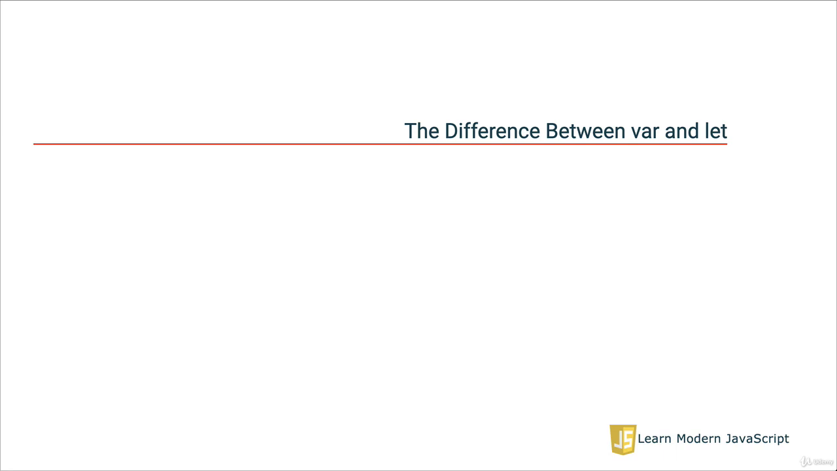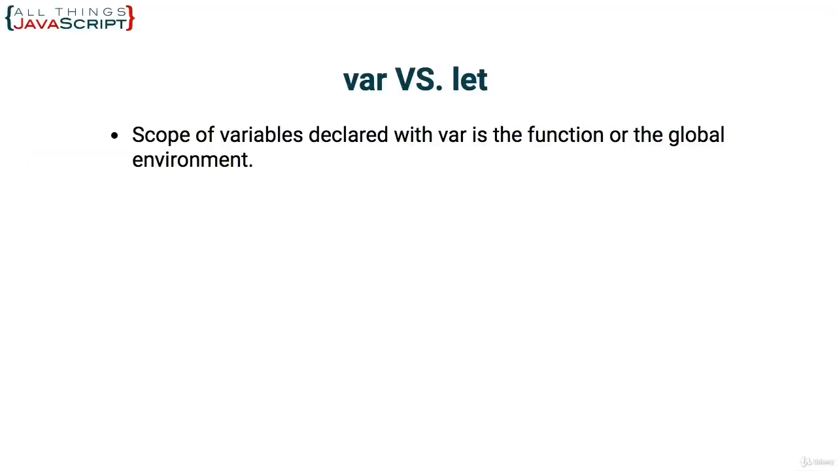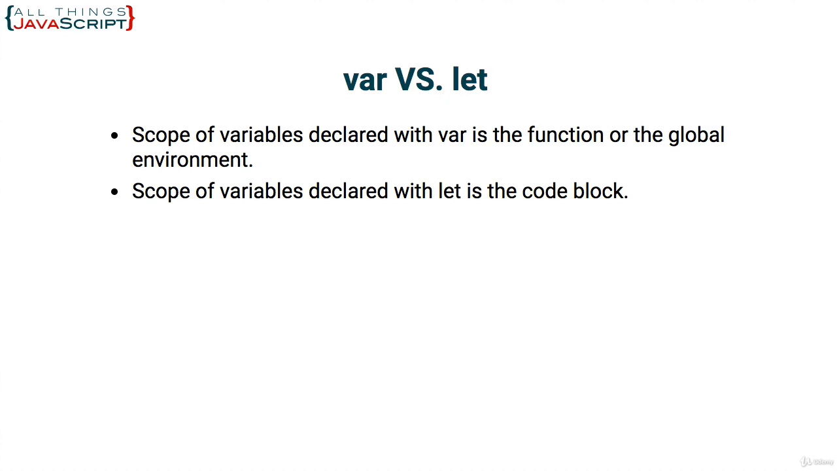So let's take a look at the difference between var versus let. Now the main difference is with how the variables are scoped. However, there is another difference as well, and it has to do with hoisting. So first, the scope of variables declared with var is the function itself, or if they're declared as a global variable, it is the global environment. Whereas for variables declared with let, the scope is simply the code block, the block of code contained within curly braces.